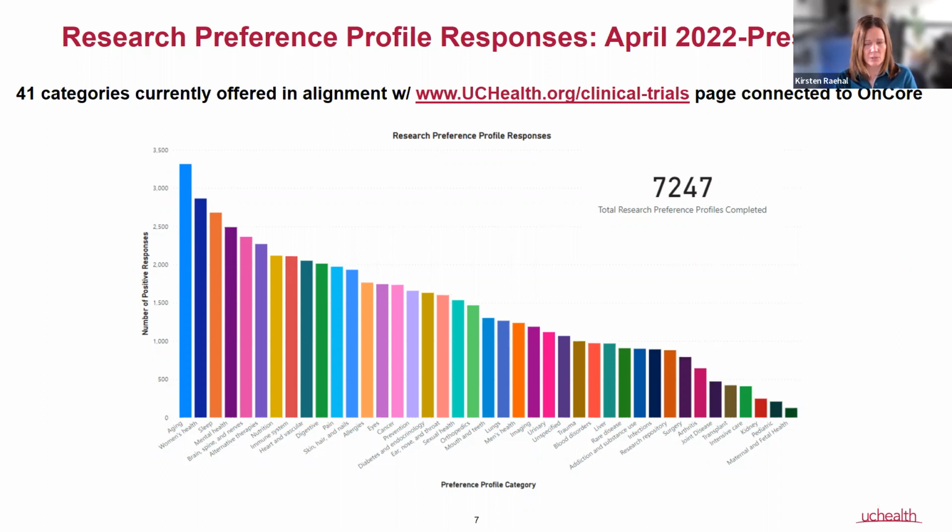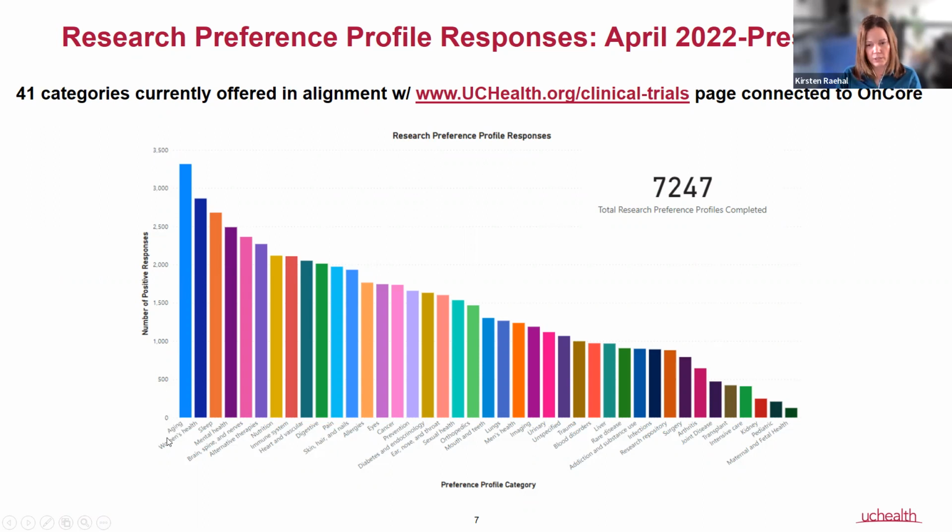And there's about 2 million My Health Connection account users. So far, about 7,200 people have been able to find this on their own and have elected to complete it. And on the graph with the different colors, you can see all of the different categories that are offered by name, and then the number of respondents that have indicated interest in that category.